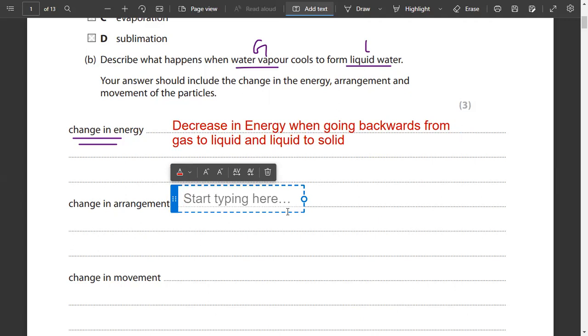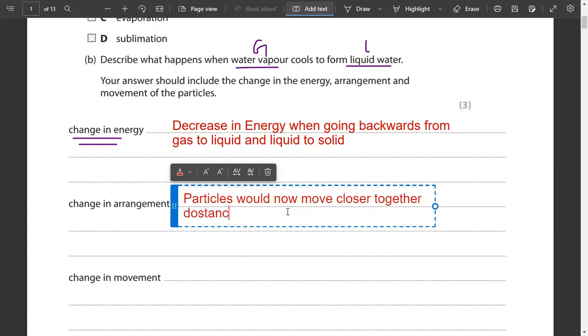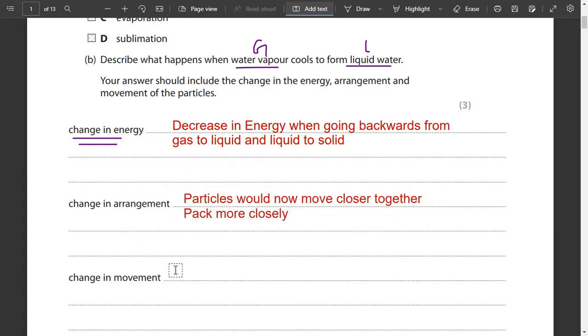Obviously, the particles when moving from gas to liquid, the particles would now move closer together and the distances between them would decrease. Like the particles can be packed more closely. They would pack more closely now. What would be effect on the change in movement?